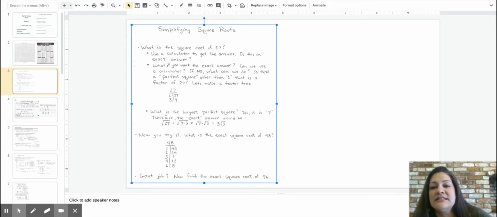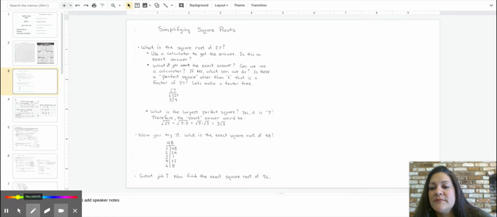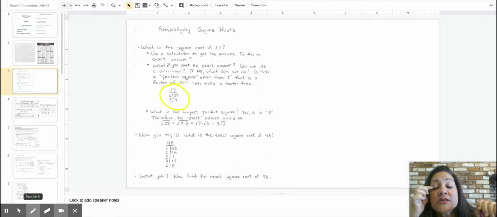Okay, so here is the factor tree. Let me get my pencil. And so here's our factor tree right here. So when you do your factor tree, you have your number on top, so that's our 27. And then you're going to say what 2 integers multiplied times each other equal 27. So for this, we have 1 and 27, 3 and 9. So you look at it and you say, what is the largest perfect square? And that's going to be 9. And a perfect square is when 2 numbers, a number times itself equals another whole number.